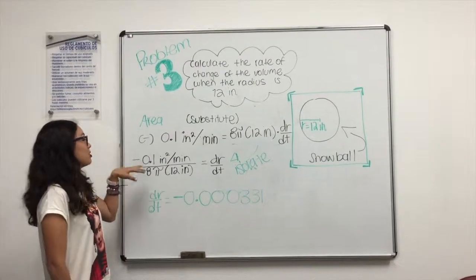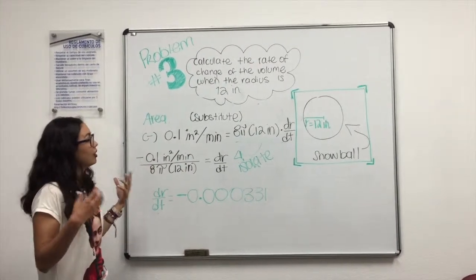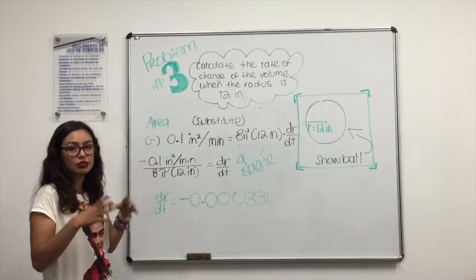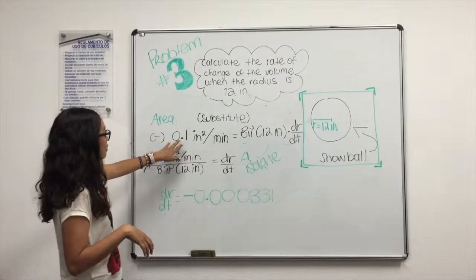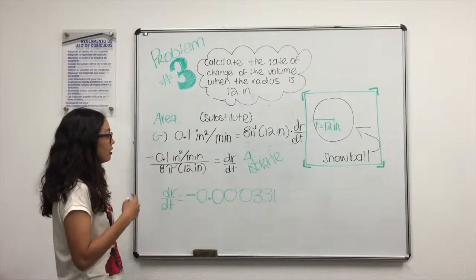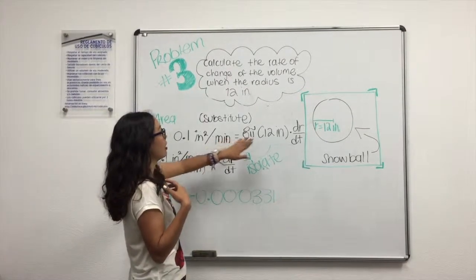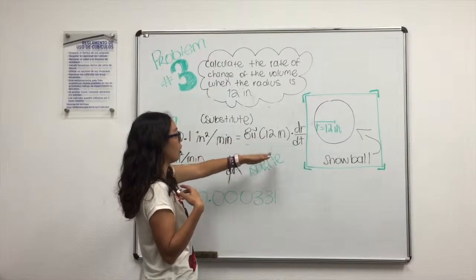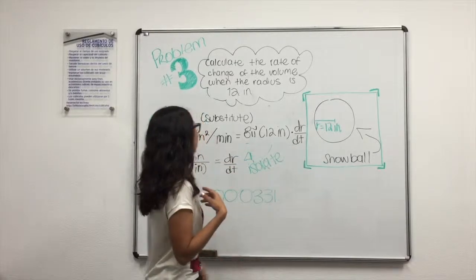Now we're going to substitute the area formula. So it is negative because the ice of the snowball is melting. So we have negative, and it is 0.1 inches squared per minute melting. And this equals 8 pi times 12 inches times dr over dt.